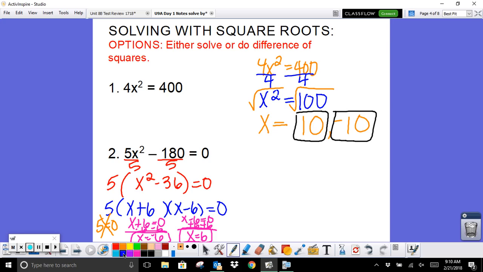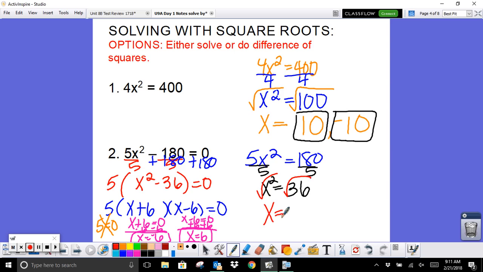Now let me show you what you could do if you solved this the other way. So I have 5x squared equals, if I add this 180 to both sides, it's going to equal 180. And then I'm going to solve this. I'm going to divide both sides by 5. That gets me x squared equals 36. Now how do you undo a square? You take the square root. So the square root of 36 is not only 6, but it is also negative 6. Which is what we got when we factored it, but you cannot forget your negative answer on those.